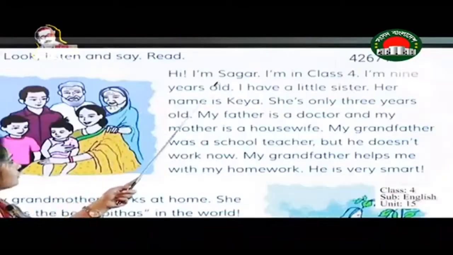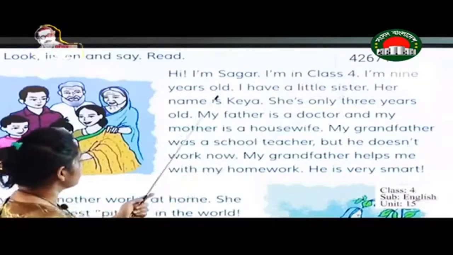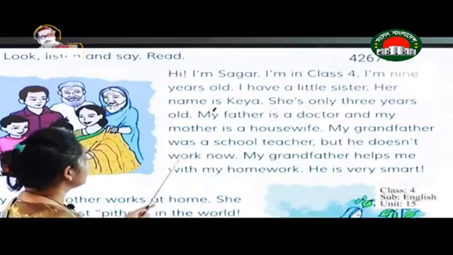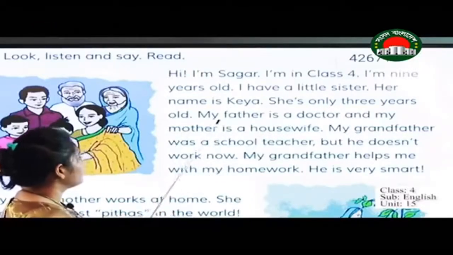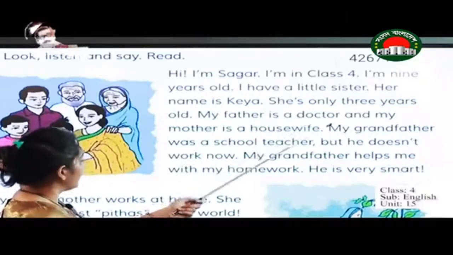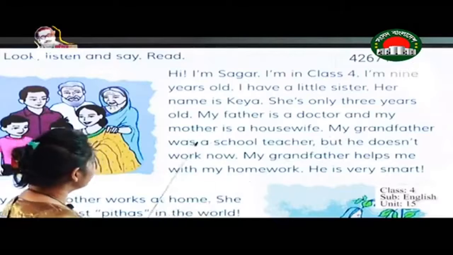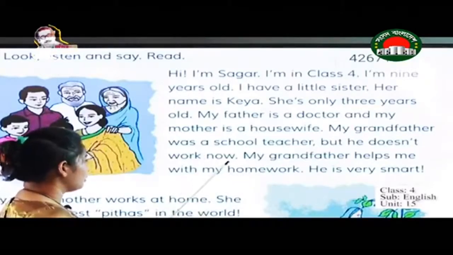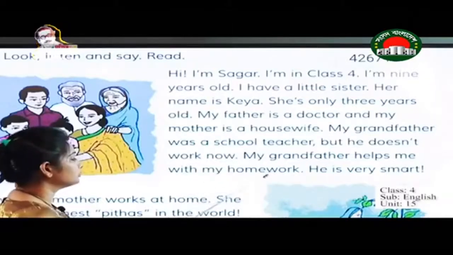Hi, I'm Shagor. I'm in class 4. I'm 9 years old. I have a little sister. Her name is Kea. She is only 3 years old. My father is a doctor and my mother is a housewife. My grandfather was a school teacher, but he doesn't work now. My grandfather helps me with my homework.